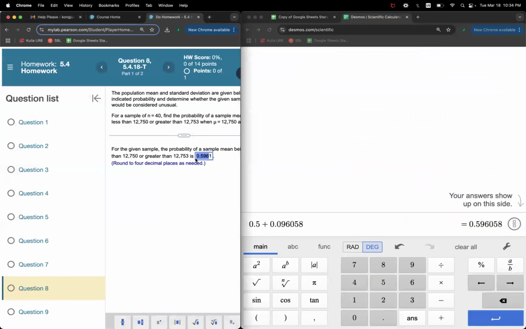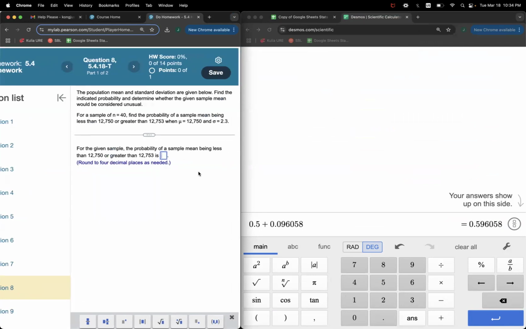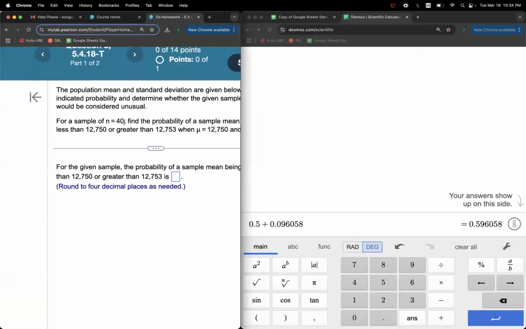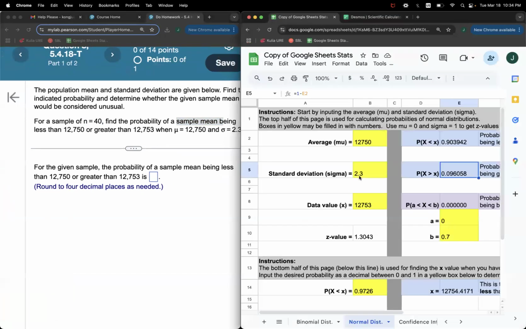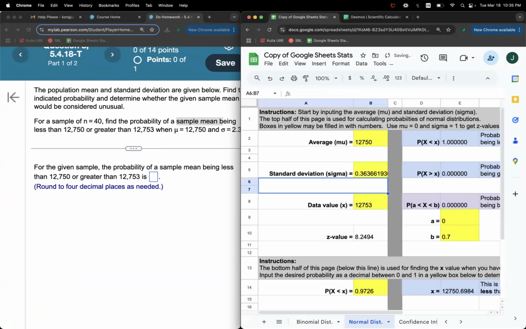I'm sorry, guys, I totally forgot. It's a good thing I made this mistake, because this is a good thing to avoid. I totally was ignoring the question. The sample size is n equal to 40, so I'm finding the probability of the sample mean being that. I have to change something here. I'm not dealing with the original sigma. I'm dealing with sigma divided by the square root of 40. Sorry, I forgot that step.